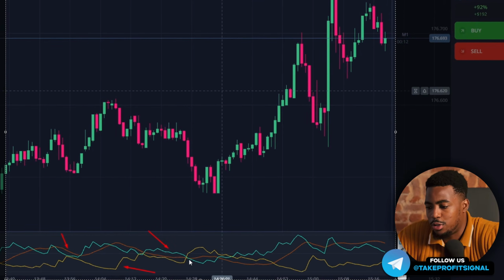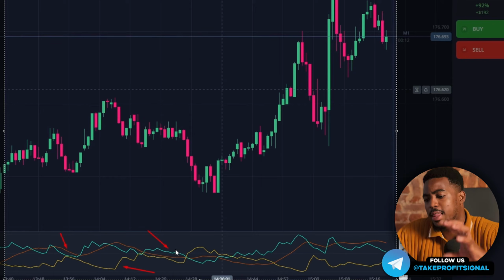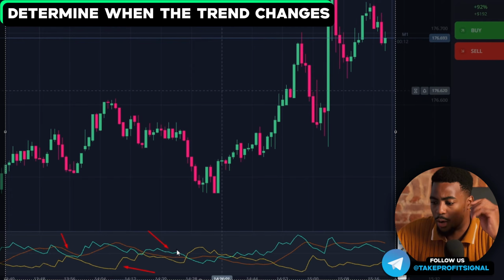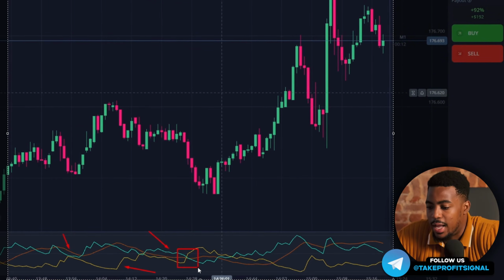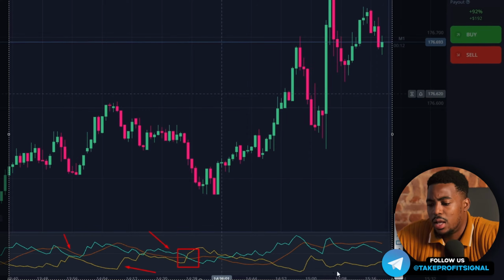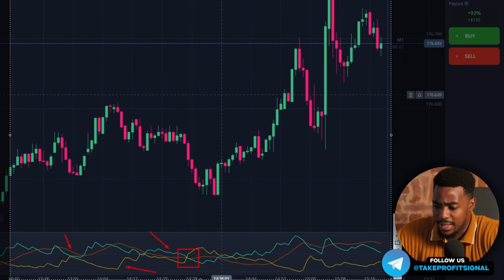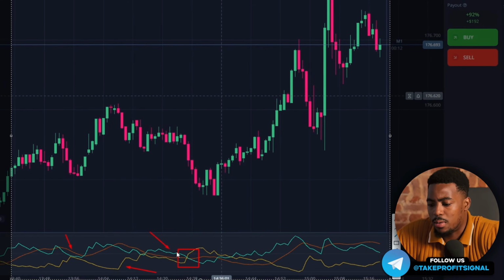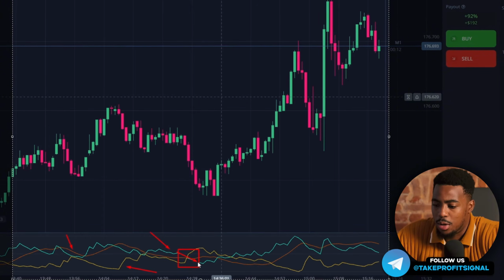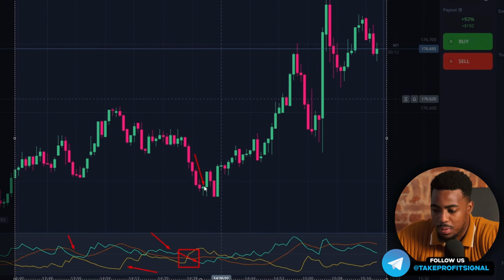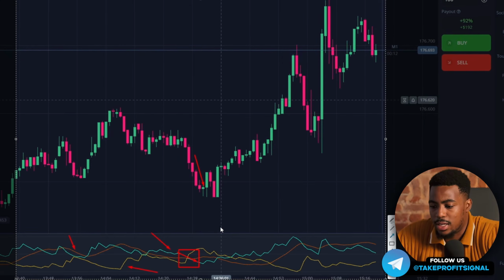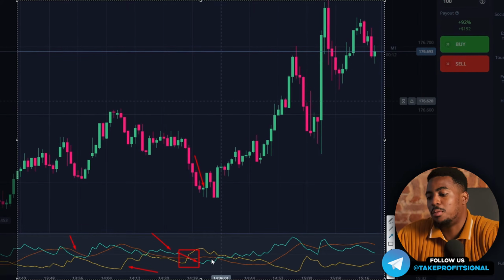Let's start with the first two lines that we've marked. These lines are trending and they help us determine when our trend is changing. So let's look at the intersections that help us determine this. If we see that when these lines intersect, the blue line crosses the yellow line from top to bottom, then this is a good signal to open a short position.